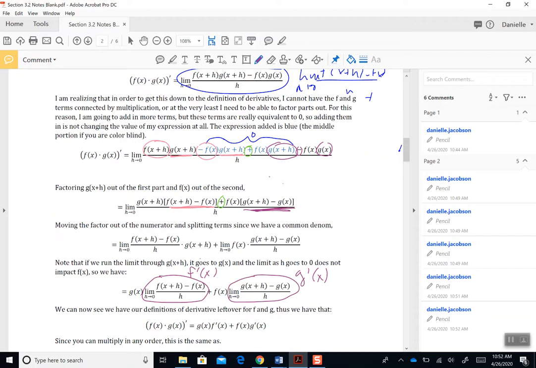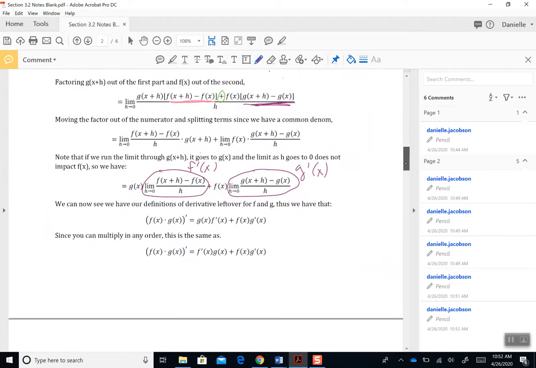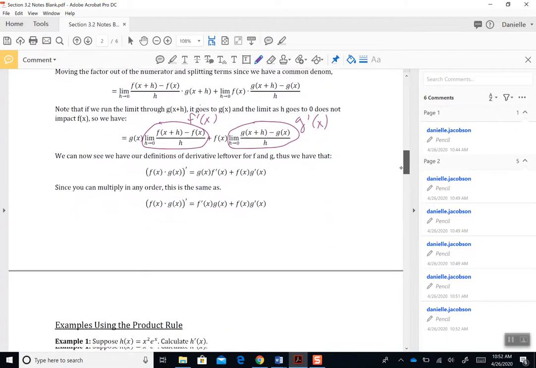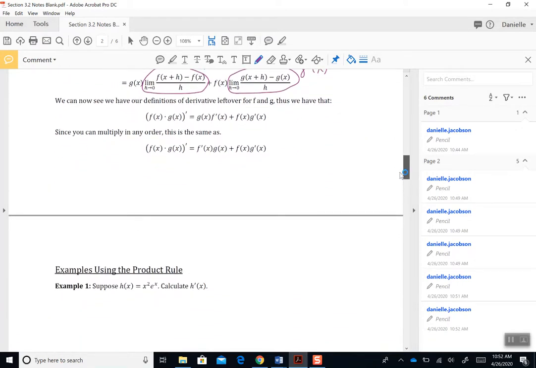I know not everybody loves the reasoning, but I think it's cool. I'm biased in saying that. But I also think it's important that you understand what's going on and that this really is stemming from that initial definition of derivative that we worked with.